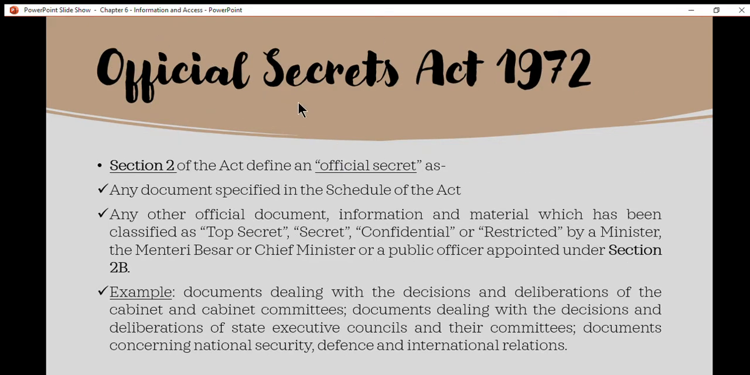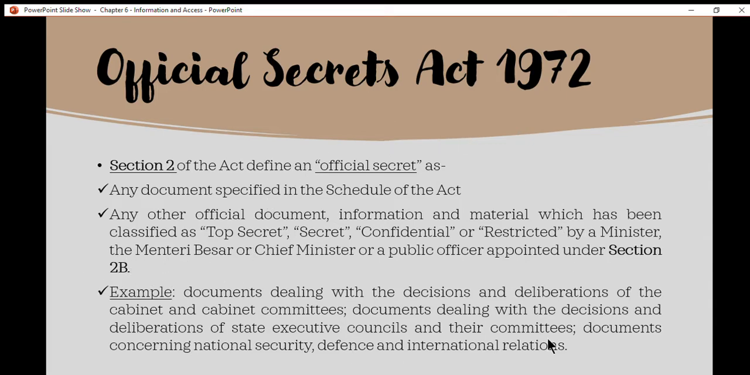Right, so based on the Official Secrets Act 1972, Section 2 stated that official secret is defined as any document specified in the schedule of the act. Second, any other official documents, information, and material which has been classified as top secret, secret, confidential, or restricted by a minister, menteri besar, or chief minister, or a public officer appointed under Section 2B.